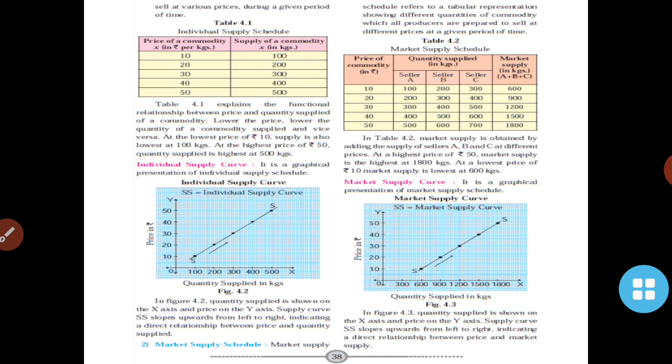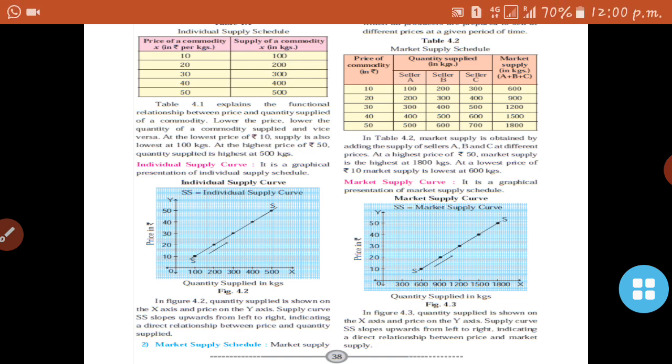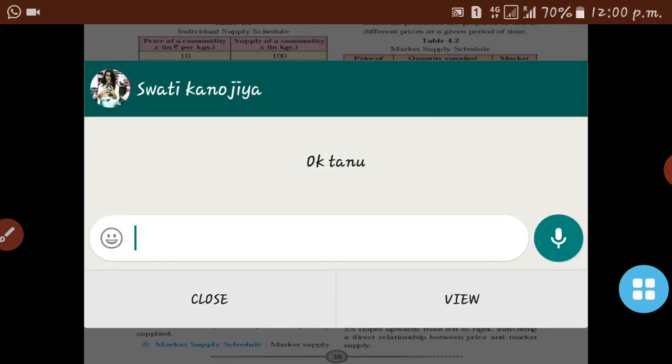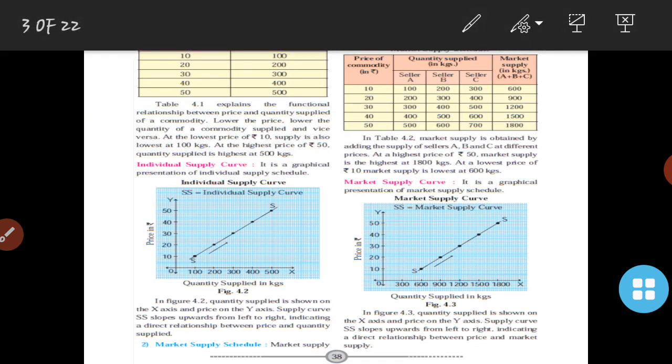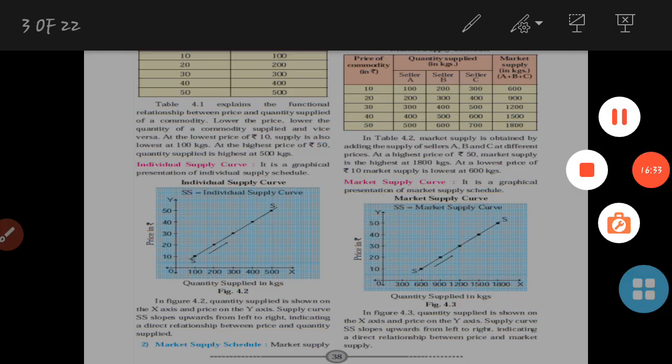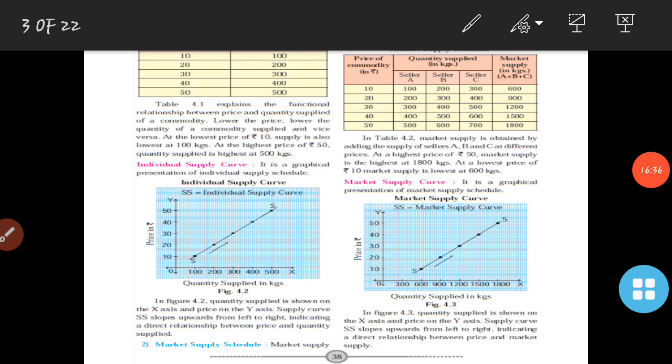In table 4.2, market supply is obtained by adding the supply of sellers A, B, C at different prices. At the highest price of 50 rupees, market supply is the highest at 1800 kgs. At the lowest price of 10 rupees, market supply is the lowest at 600 kgs.